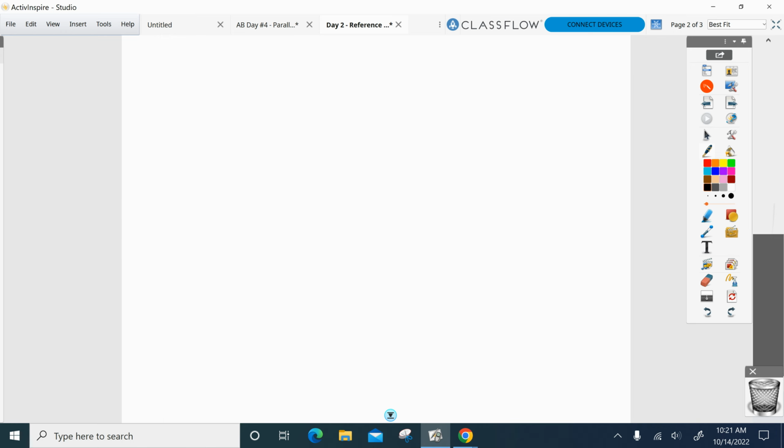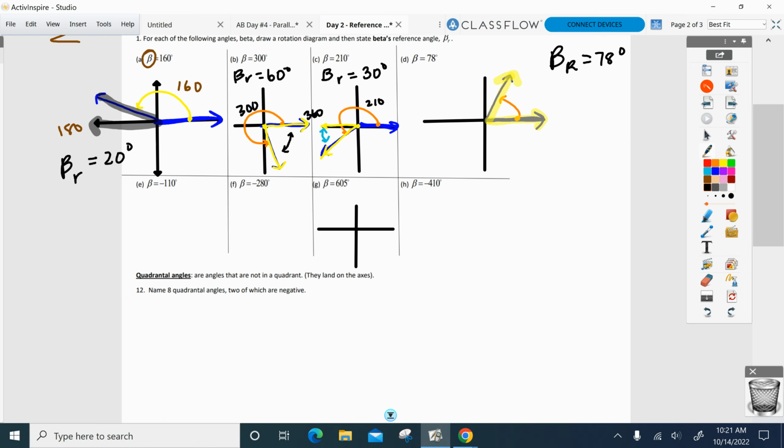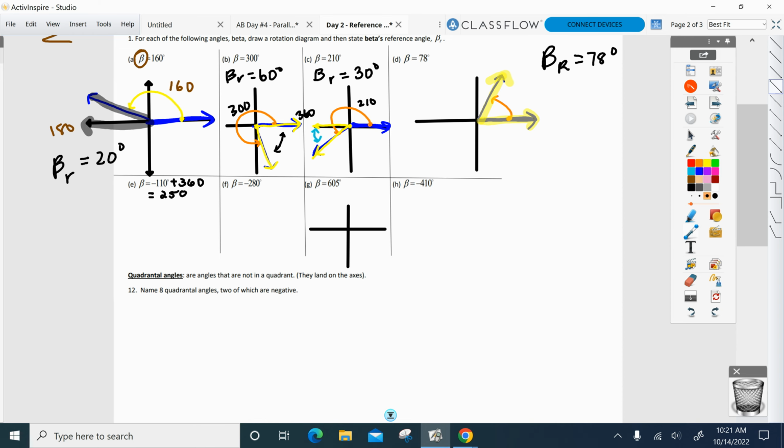Negative 110. I hate to break it to you, but we don't deal with negative angles in this class. That's tough for me to graph. It's tough for you to graph, maybe. What do we want to do? Make it positive. Yesterday, how did we make any negative angle positive? That's the first thing I want you to do: add 360. And that'll be the same as what angle? 250. That's the angle I want you to graph right now. Make it positive first. 250.